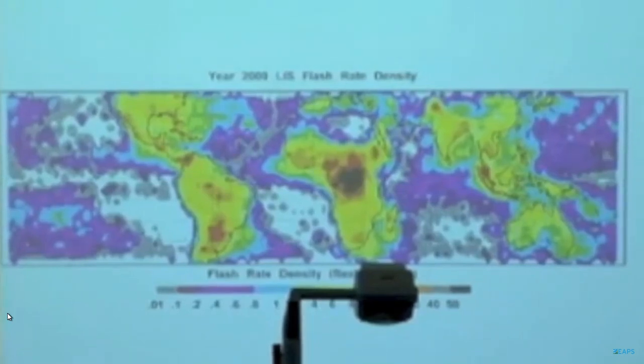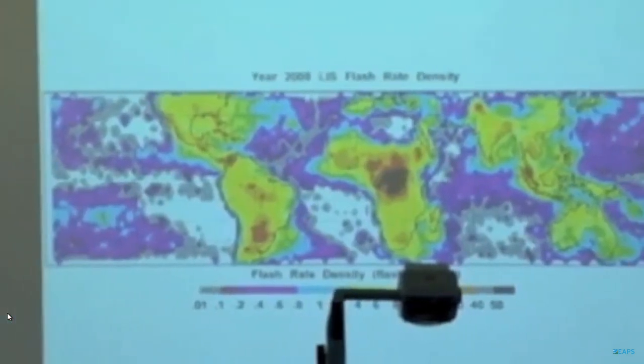But the problem with this data is that it is based on thousands of satellite orbits. So it's a climatology, an integration over many years. What we want is to have a continuous monitor of global lightning activity every 10 minutes for the whole world. And that can be provided by Schumann resonances.